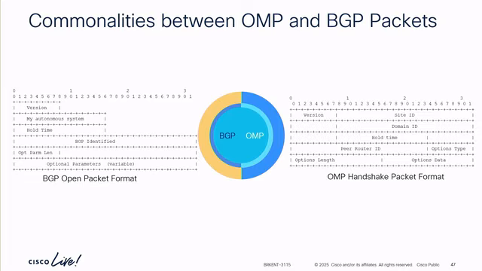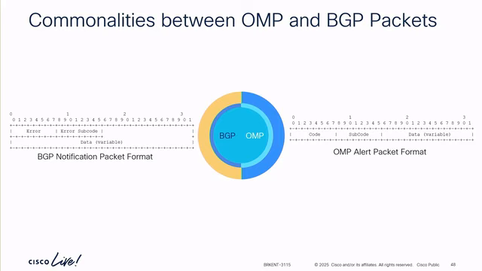This is for the open packet. We have version, autonomous system, and in the handshake packet we have version, site ID, domain ID. Domain ID is always one. Then the hold timer, peer router ID. These are the fields which we have in the OMP handshake packet format. Then for the notification packet, we have error code, subcode, and the data related to that particular error. Same is the case in the OMP alert packet.